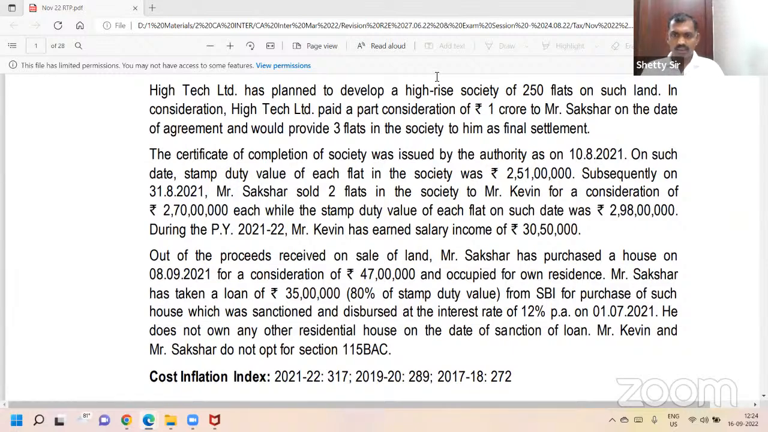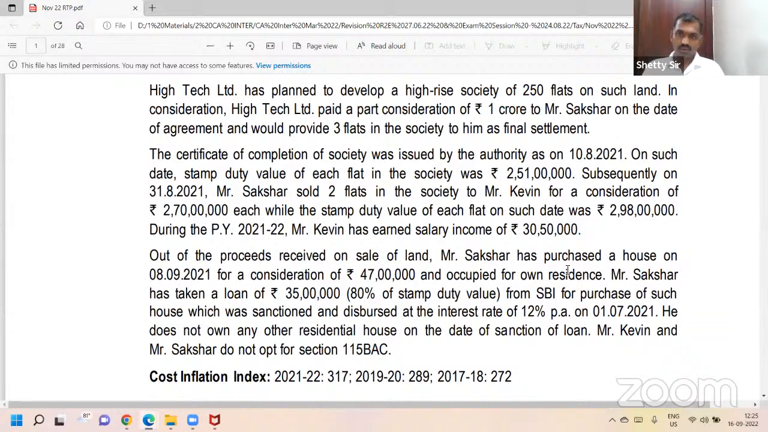35 lakh into 12/100 into 9/12 months. How much does it come to? 3,15,000. 3,15,000. Two RMRs on the left side. There is a word 'self-occupied own residence', see. Self-occupied. Interest deduction under Section 24 within bracket B. How much do we get, Chandan? 30,000. Interest deduction under Section 24, which is bracket B, up to 2 lakh.